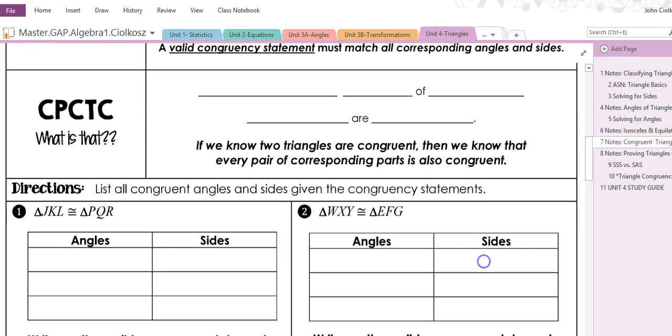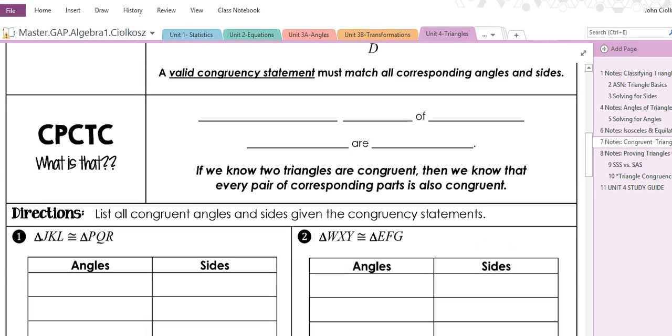Now, our last one here, CPCTC. This means that corresponding parts of congruent triangles are congruent. It's a big theorem, but basically it's saying if we know these triangles are congruent, the parts that match up by default are congruent.